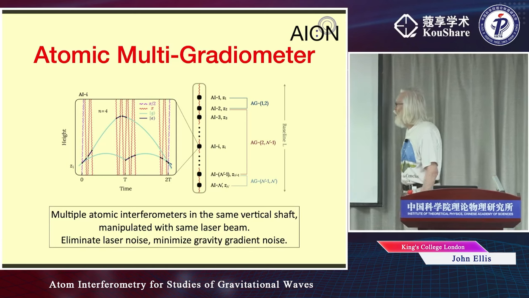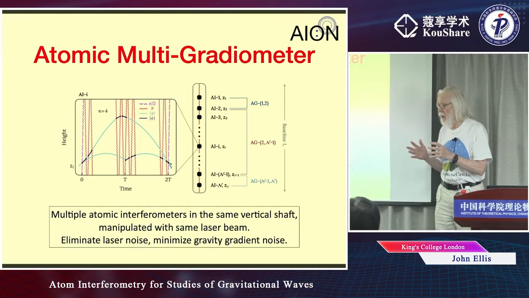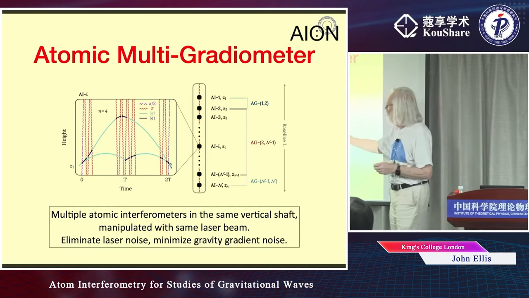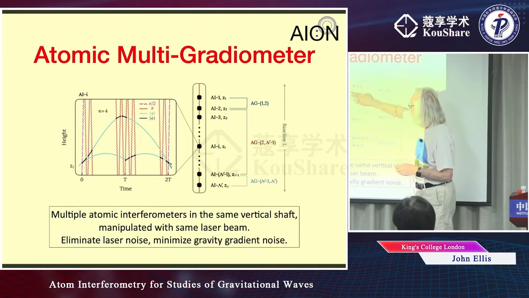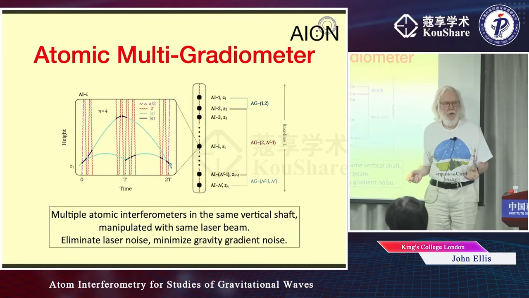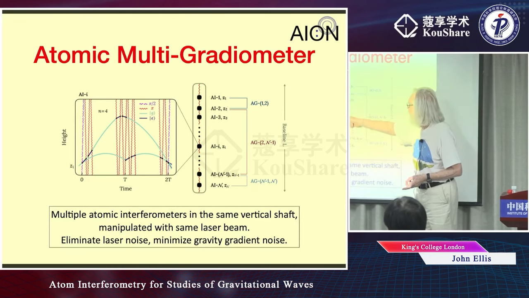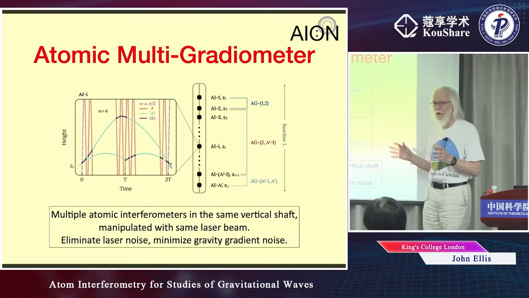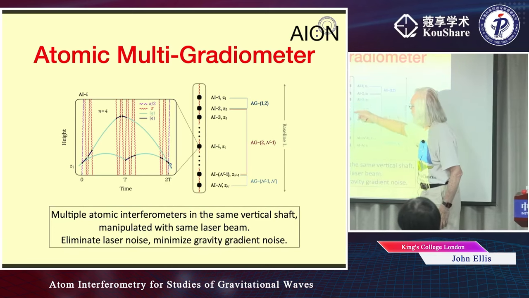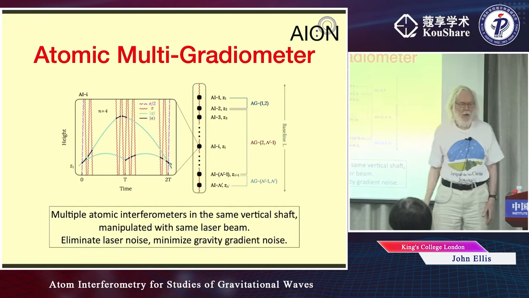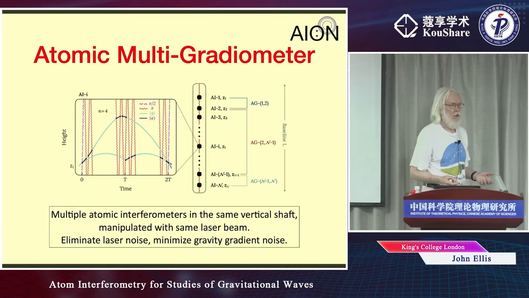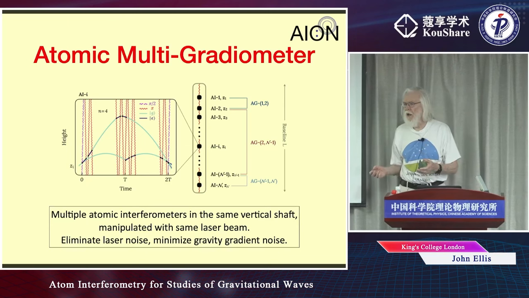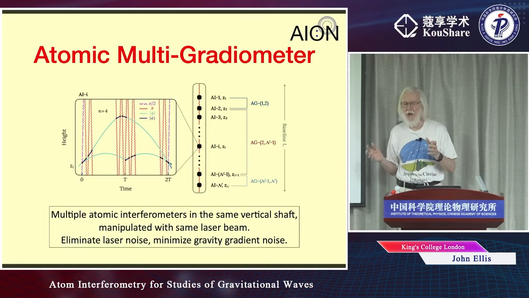Now, one other sophistication in the experiment is that you like to compare the interference patterns that you get in different interferometers. What we propose to do is to arrange a series of interferometers along a vertical vacuum shaft, all of which are interrogated by the same laser beam, shown here as the red line. You look at the difference in the interference patterns between the different interferometers in this vertical shaft. That way you can remove many systematic effects. For example, you can remove the effects of laser noise, and you can also minimize the problem of gravity gradient noise that I'll come back to later on.